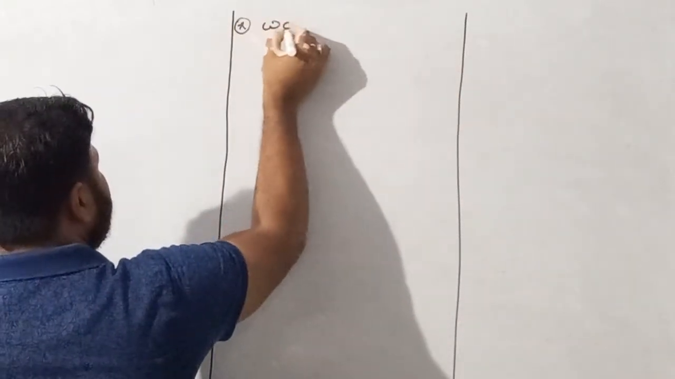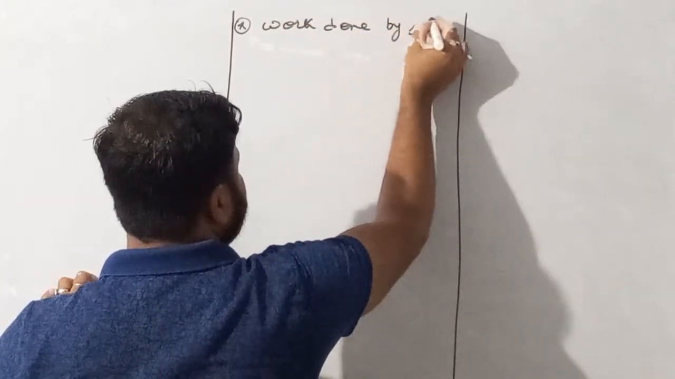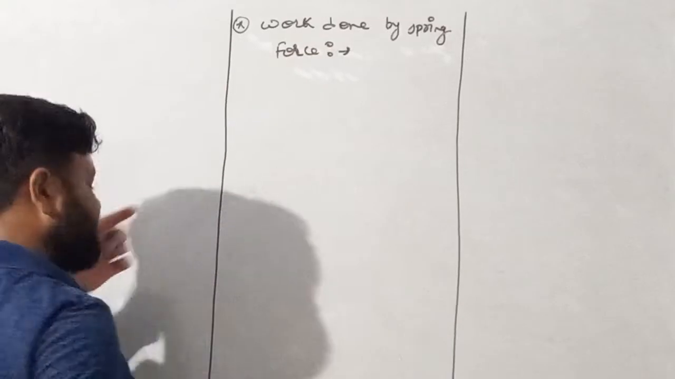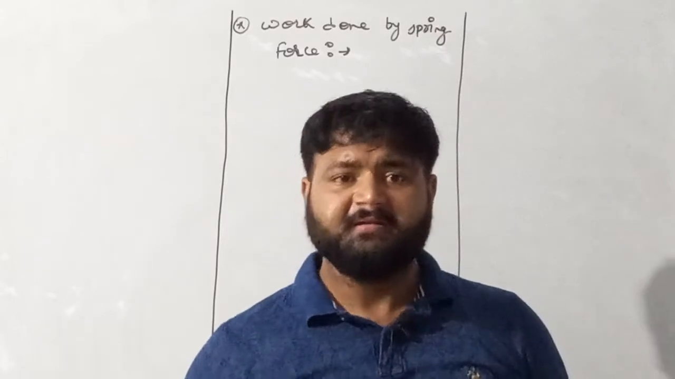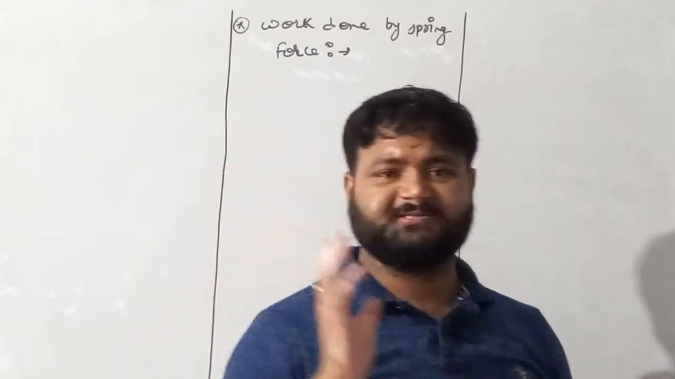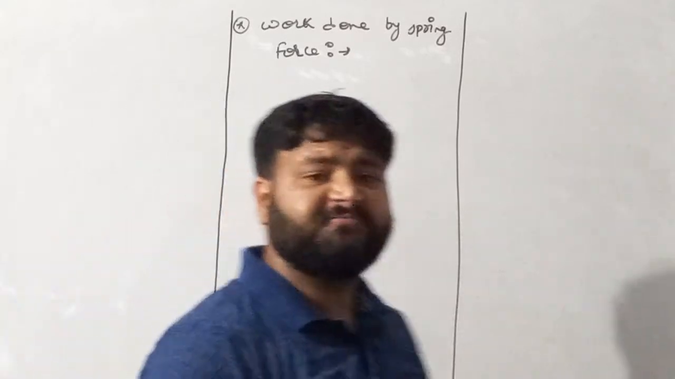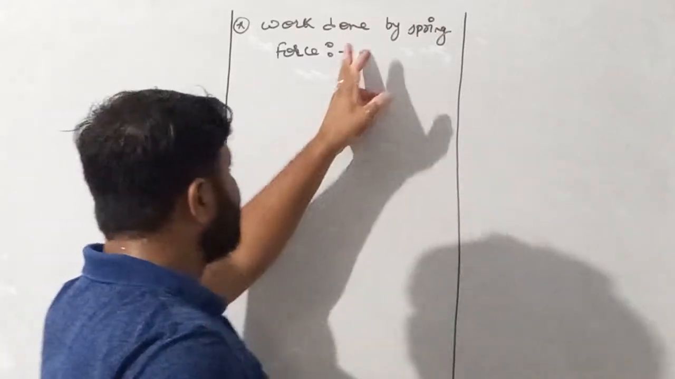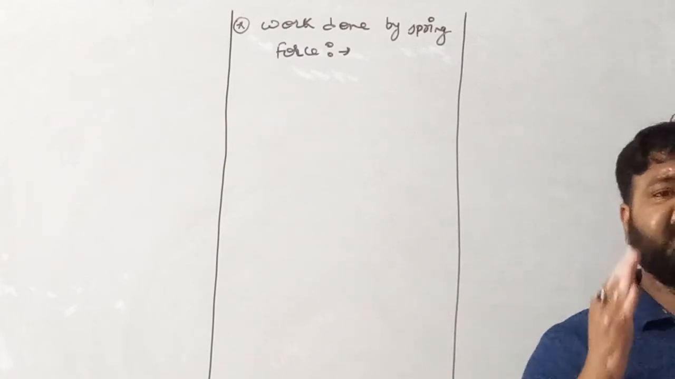First of all, remember one very important point: work is always performed by a force. So here we are talking about work done by spring force, so basically our force is spring force. Remember this thing. Now we have to discuss work done by spring force, and we know that the value of spring force is F is equal to Kx.